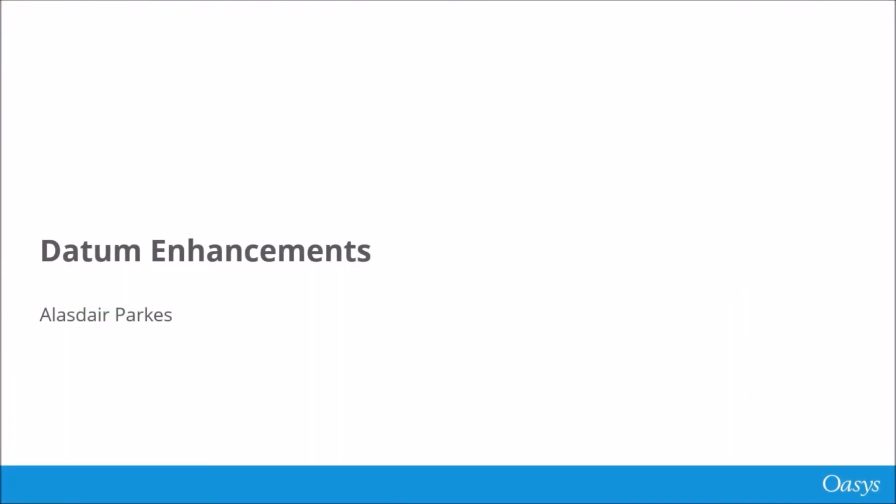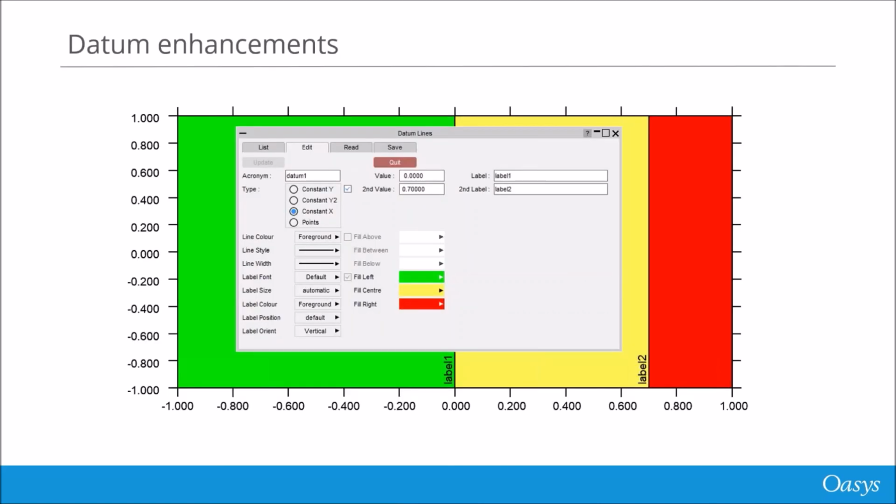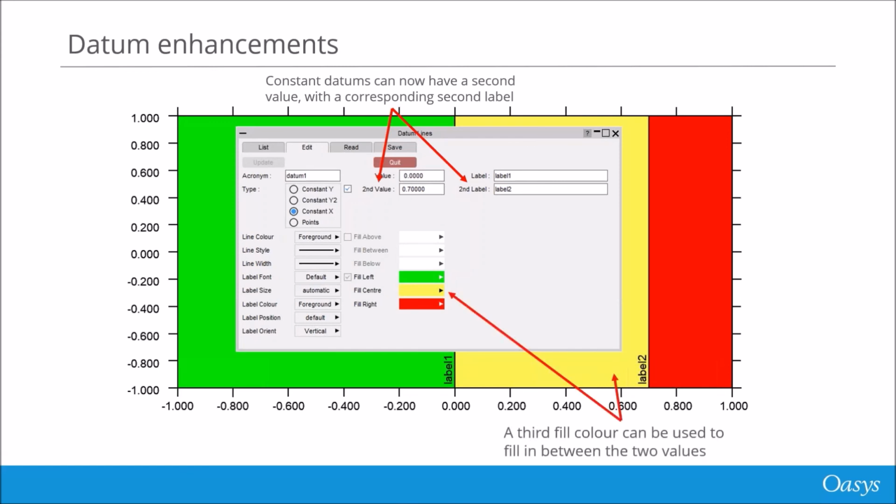We've made some datum enhancements for THIS 17. Constant datums can now have a second value with a corresponding second label, and a third fill color can be used to fill in between the two values. So in this example, we've selected the color yellow to go between green and red. And you can now orient the datum labels vertically as well as horizontally.